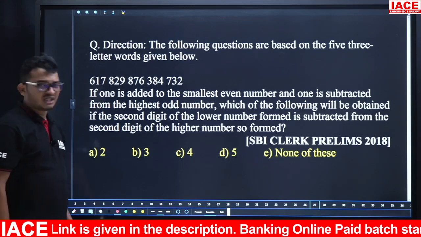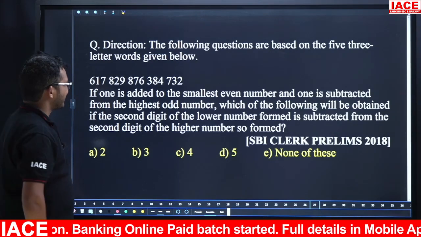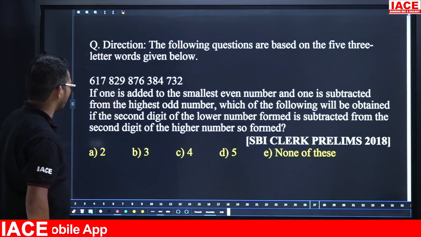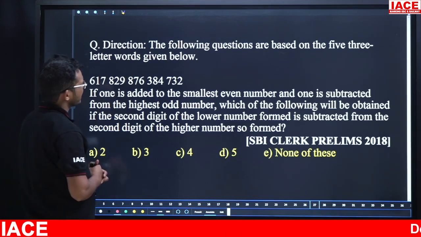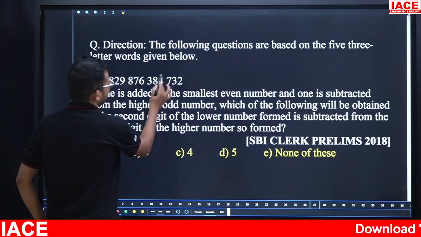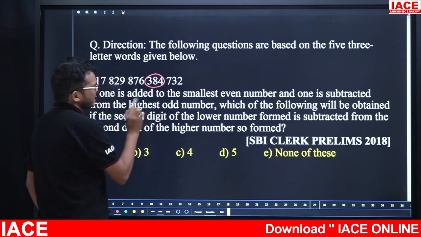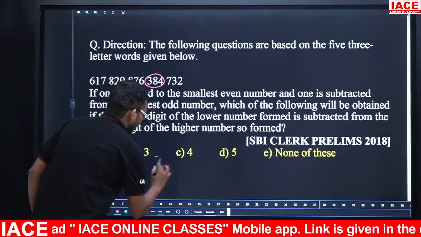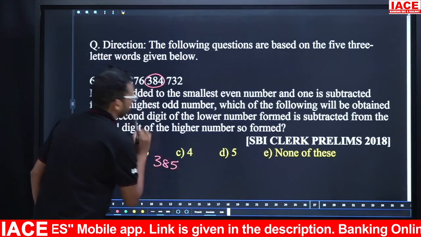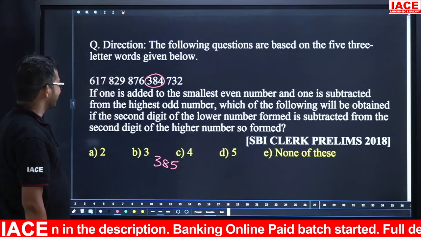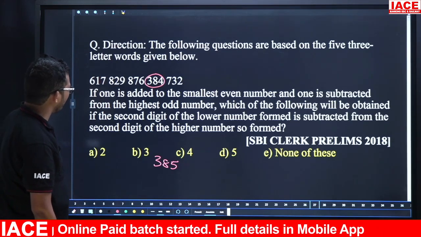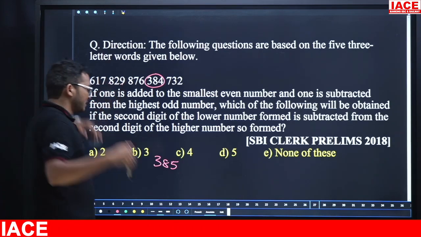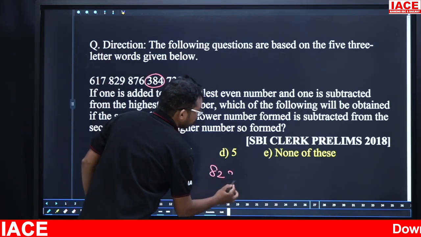Yes, time up. Take the next question here. If 1 is added to the smallest even number and 1 is subtracted from the highest odd number. So friends, take the smallest even number. The smallest even number is 384. For 384, the smallest even number, we are going to add 1. That means 385. Next, 1 is subtracted from the highest odd number. The highest odd number is 829. 1 is subtracted, that means 828.